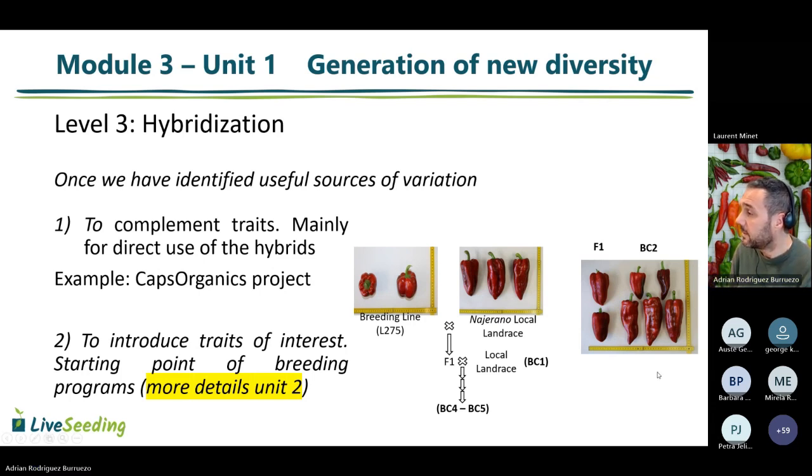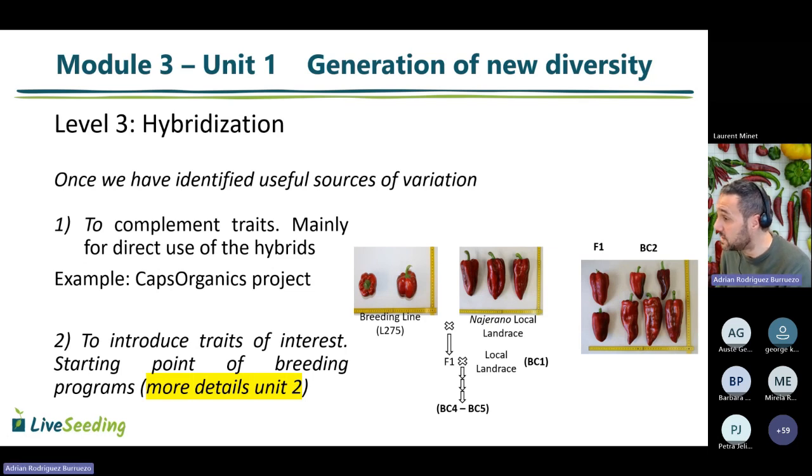The first is evaluating directly the hybrid obtained. In the picture on the right, you can see the first fruits. On the left are the F1 obtained by crossing this square-shaped fleshy pepper with resistances with our conical Najerano local landrace. So you can see that the F1 carries the resistances in heterozygosity, so they are resistant. And you can see that this hybrid could be used directly in marketing.